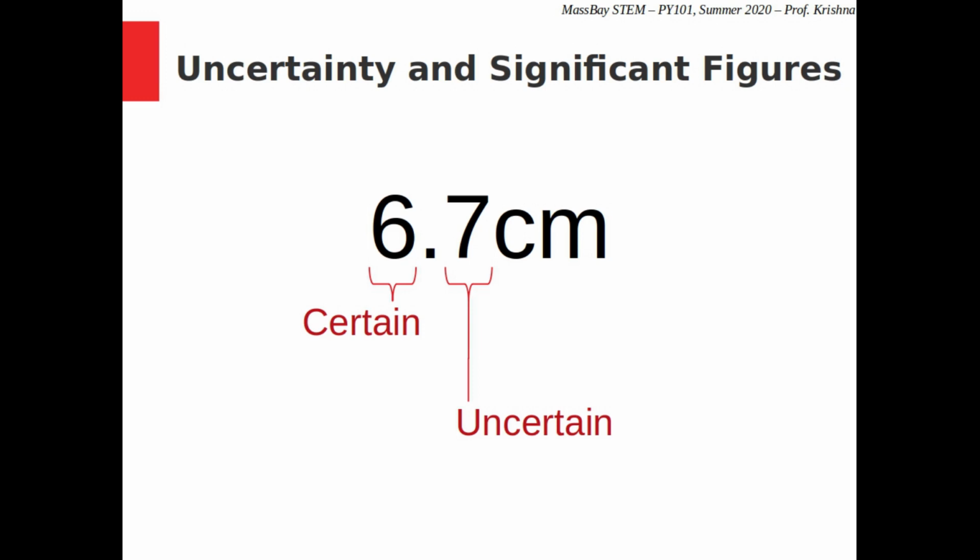If I reported this measurement, I would say the length of this pencil is 6.7 centimeters. I know that the 6 is correct, but I'm not sure about the 7. It could be 6.6 or 6.8. The digit 7 is uncertain. Whenever you report a number, you are allowed one uncertain digit. In this case, we would say the number has 2 significant figures.